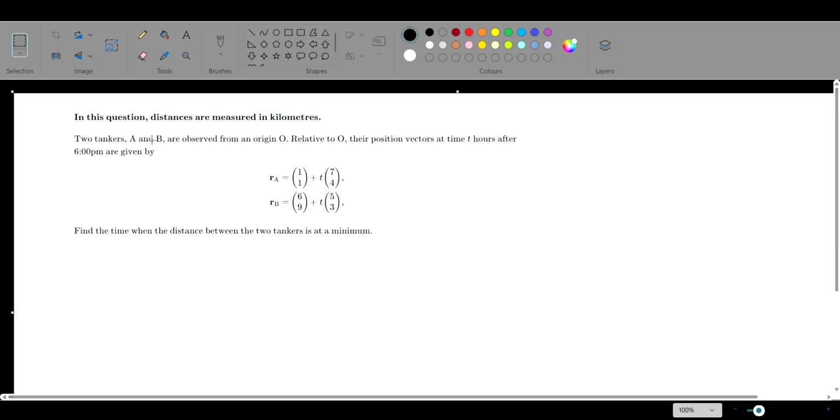Two tankers A and B are observed from the origin O. Relative to O, their position vector at time t hours after 6 p.m. So they'll start measuring their distance after 6 p.m. Figure out that time, add it to the 6 p.m., and check what the time exactly would be.